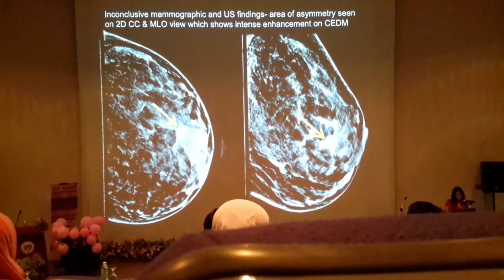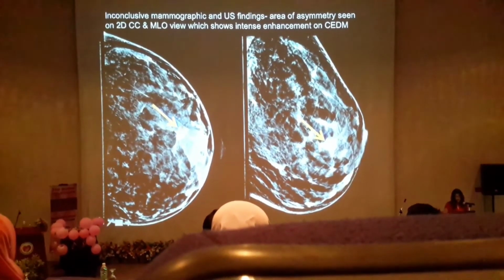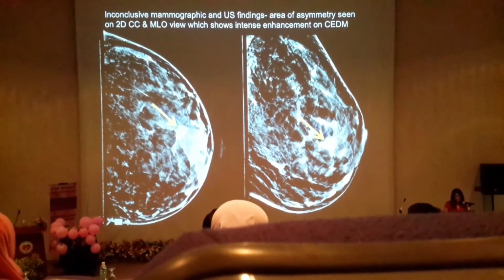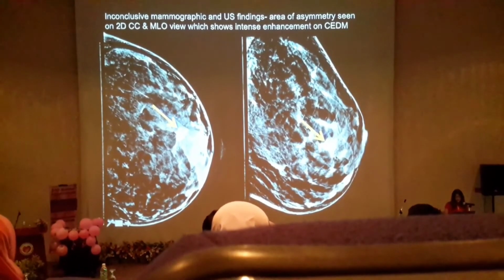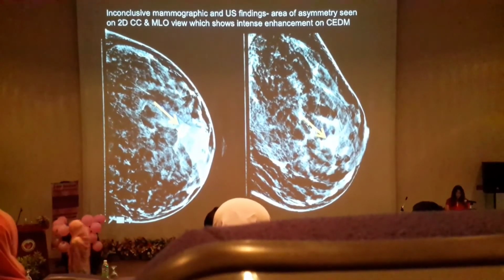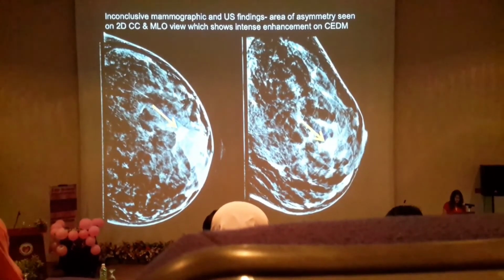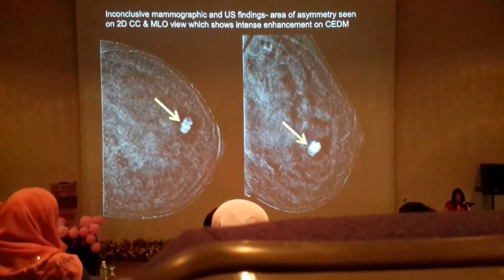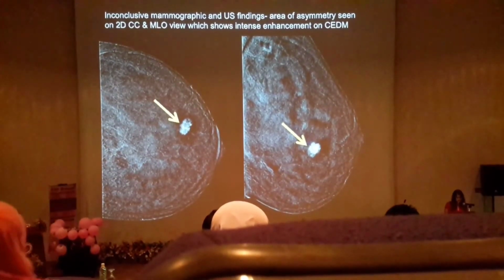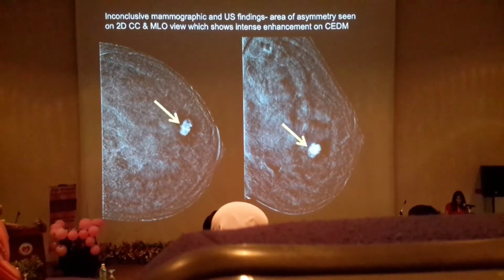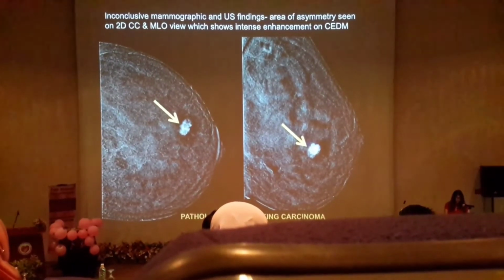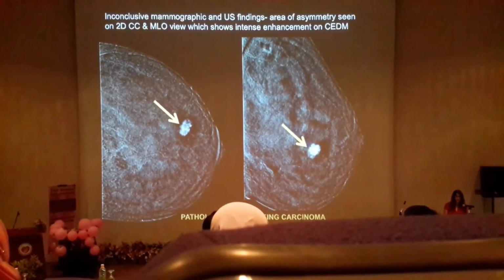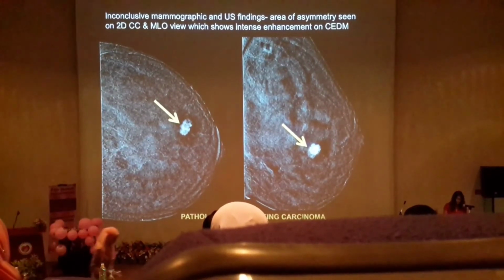Problem solving, this was the case with inconclusive mammographic and ultrasound findings. There was an increased asymmetric density seen at this region where the arrow is pointing, but we couldn't find the lesion on ultrasound. She was one of those ultrasound unfriendly breasts, and it was intensely enhancing on contrasted mammography. So this was an infiltrating carcinoma. Of course, on second look ultrasound with measurements and everything, we tried to isolate the region.